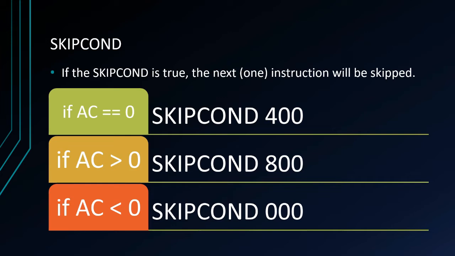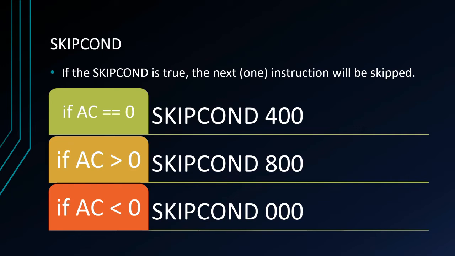So, skipcond has 3 conditions. You can either use the instructions skipcond 400, skipcond 800, at saka skipcond 000. So, the skipcond 400, yung condition niya is if AC is equal to 0. And then, ang skipcond 800 naman, if AC is greater than 0. And then, skipcond 000, if AC is less than 0.